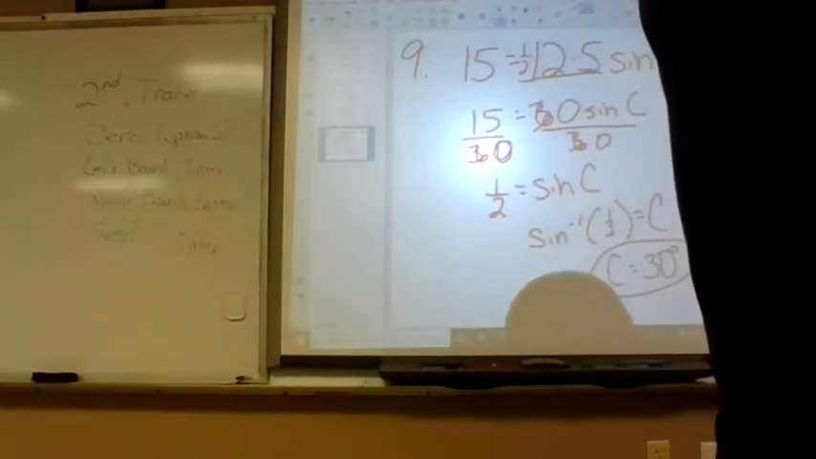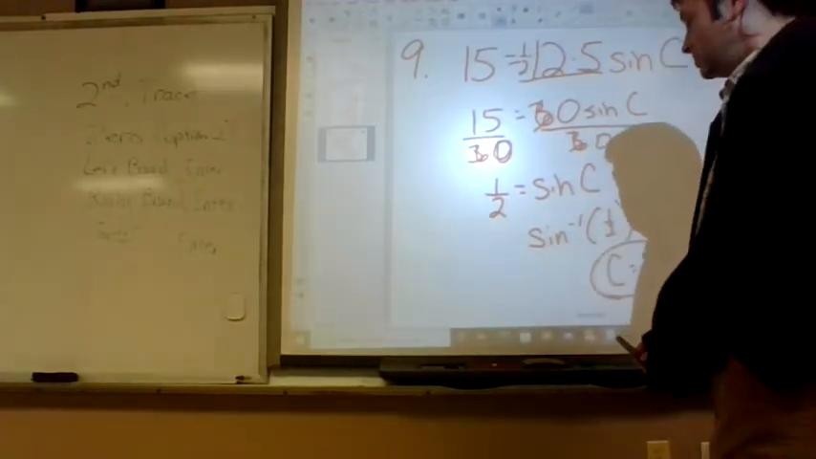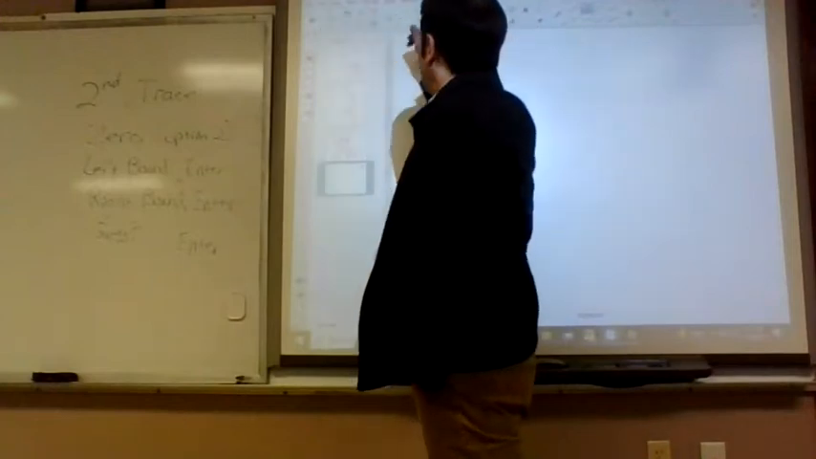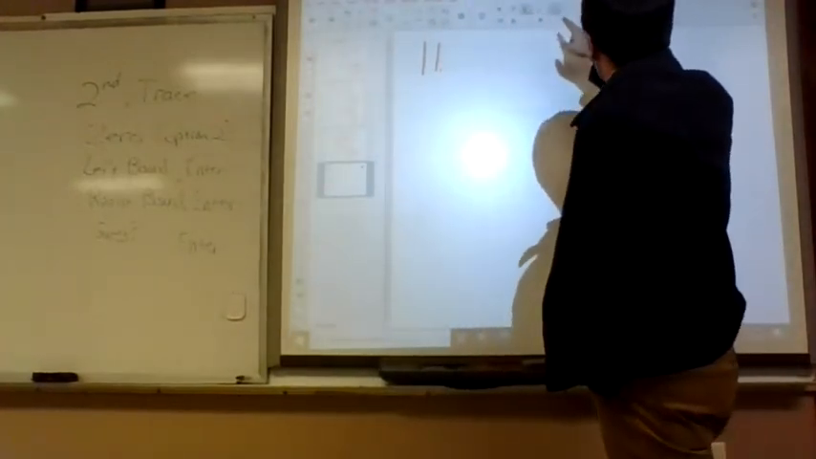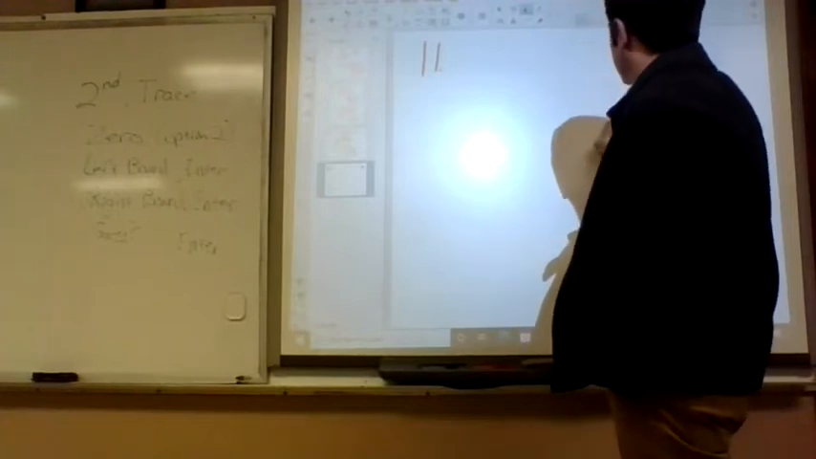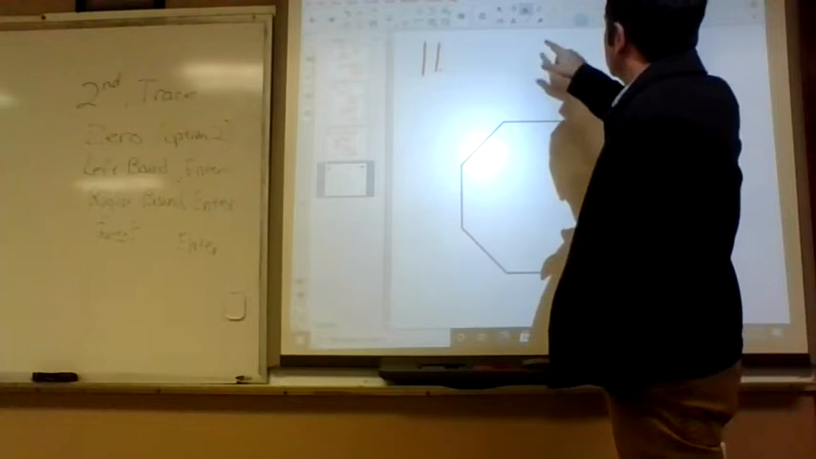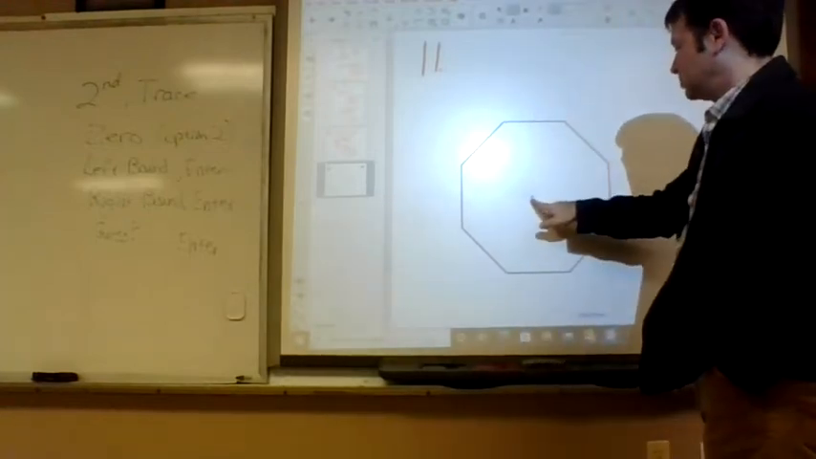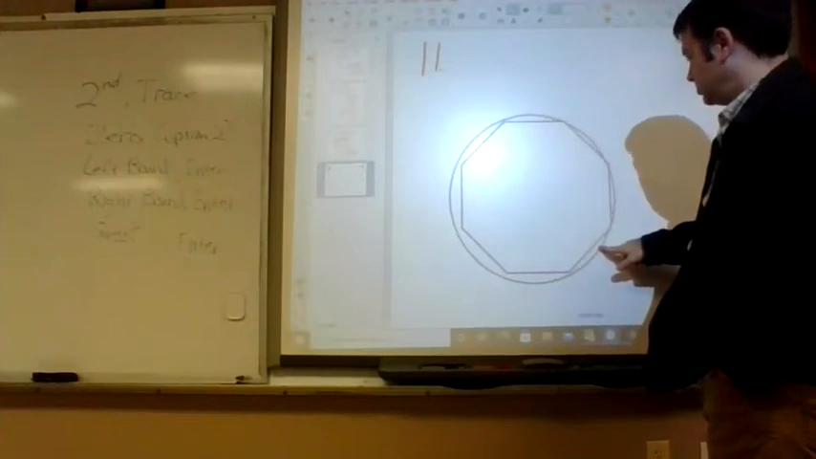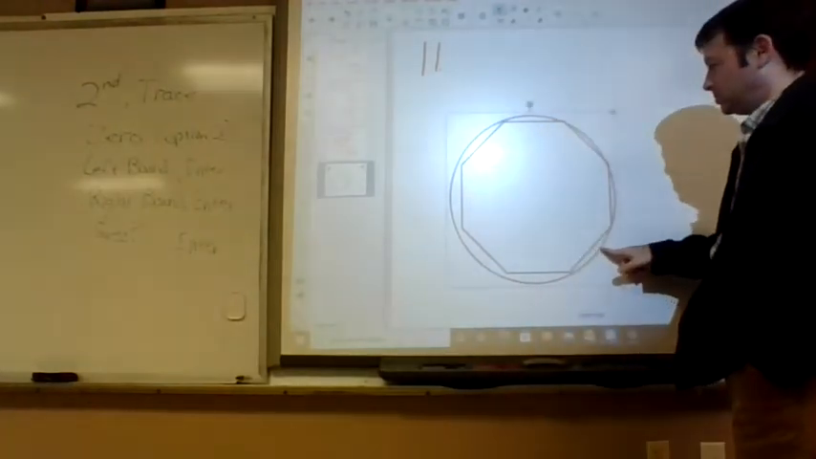Okay, number 11. Find the area of a regular octagon inscribed in a circle of radius 40. Oh, I love this one. Really? Yes. Nerd. Okay, I think I've got a regular octagon over here. Whoa. What is this?